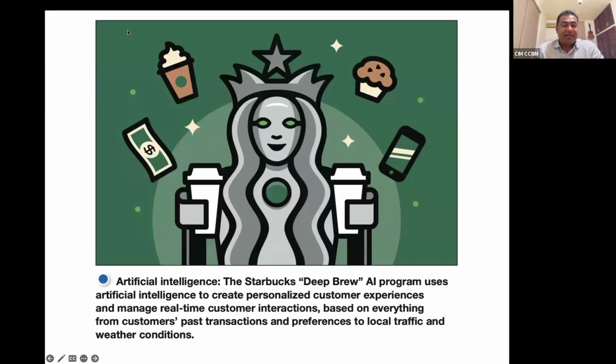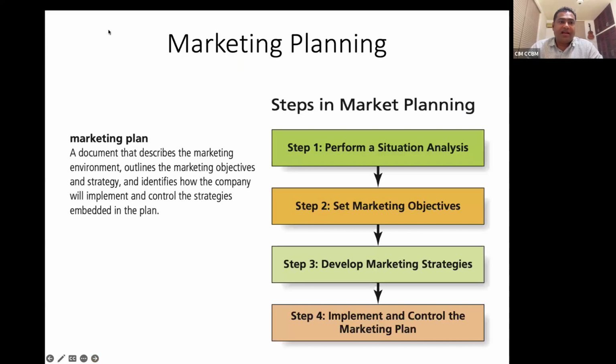Starbucks is another company that is reputed for using artificial intelligence, right? The Starbucks Deep Brew AI program uses AI to create personalized customer experiences and manage real-time customer interactions. So you can see how today organizations are investing money towards employing big data to modify the behavior of customers. And that is an investment that is worthwhile.